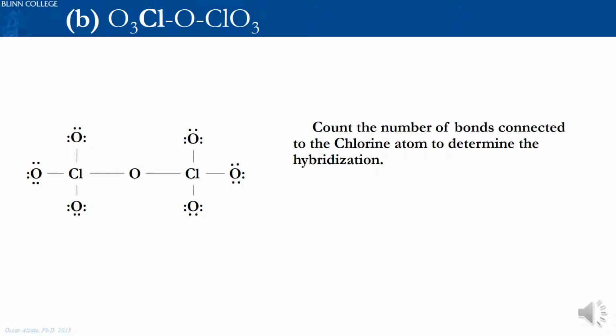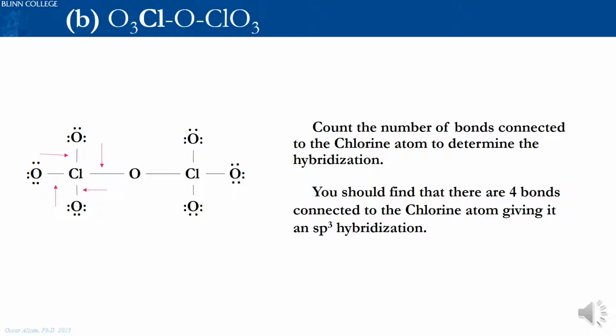For this one, you will do the same, and you have to draw the Lewis dot structure. And it is asking for the first chlorine atom, which is the one on the left, and count the bonds, and you find that there are 4, giving it an sp3 hybridization.